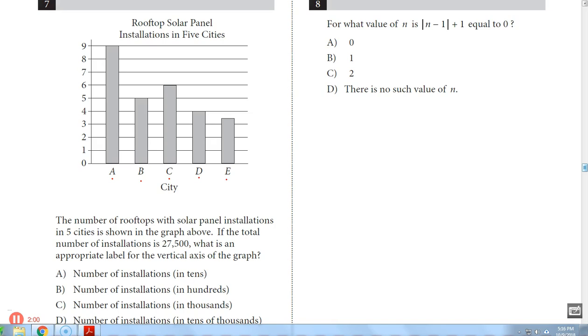The number of rooftops with solar panel installations in 5 cities shown above, if the total number of installations is 27,500. So here's my first clue: the grand total is 27,500. I'm going to write that off to the side. What is an appropriate label for the vertical axis? The vertical axis is right here, up and down.